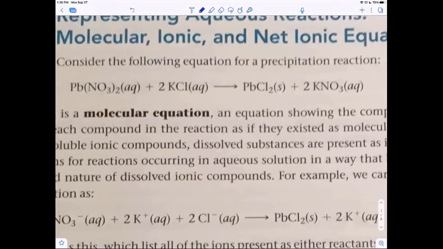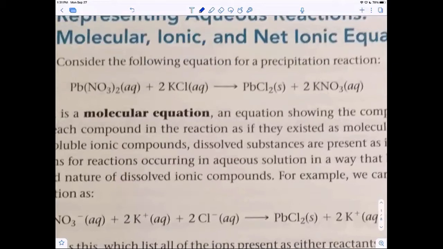Looking at this equation here, it's lead(II) nitrate aqueous with 2 potassium chlorides aqueous forms lead(II) chloride solid plus 2 potassium nitrates aqueous. So this equation here is the molecular equation, and if I look at this, I kind of imagine myself making the lead nitrate.